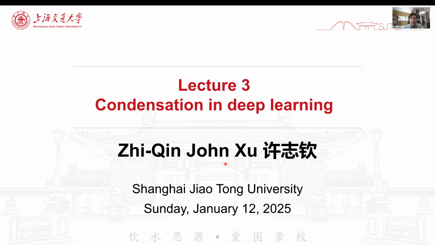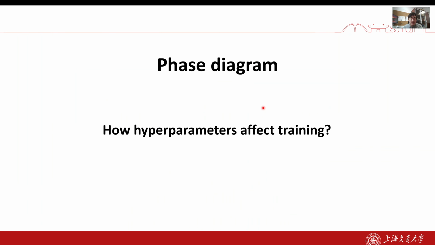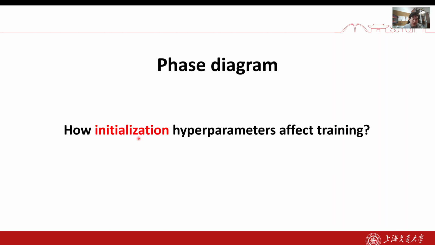Hi, today we continue to the third lecture about condensation in deep learning. While we study condensation, one of the motivations originated from the study of phase diagrams. We want to study how hyperparameters affect the training. Specifically, we focus on initialization.